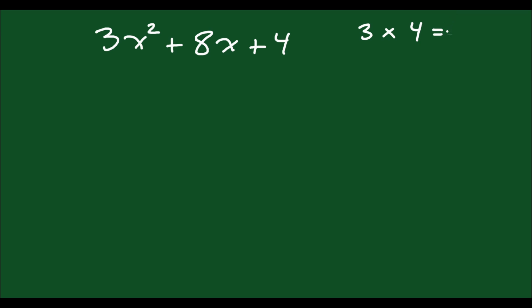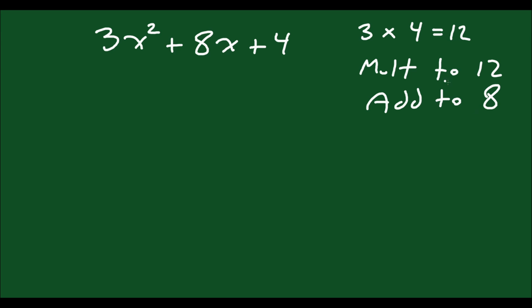Let's do another one. Let's say we have 3x squared plus 8x plus 4. So 3 times 4, first number and last number multiplied, is 12. So we want two numbers that multiply to 12 and add to 8. So think of all the numbers that multiply to 12. 12 and 1, 6 and 2, 3 and 4. I think 6 and 2 will do the trick, because 6 plus 2 is 8, and 6 times 2 is 12.